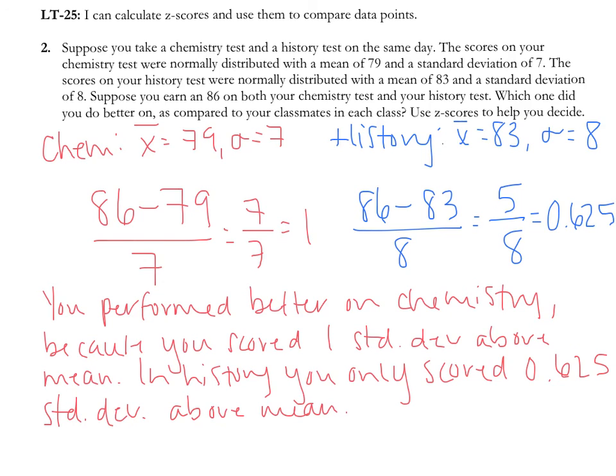So in each of these problems, you'll calculate two z-scores. Your z-scores tell you how many standard deviations above or below the mean you are. If you have a positive z-score, you're above the mean. If you have a negative z-score, you're below the mean. And once you have the two z-scores, you can compare which one was further above or below the mean.